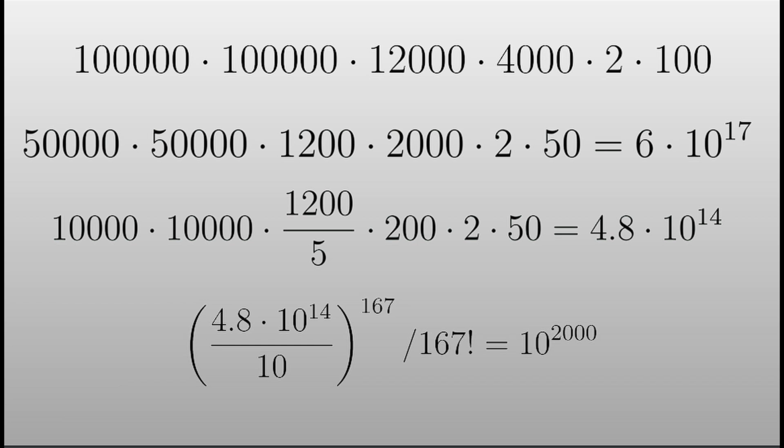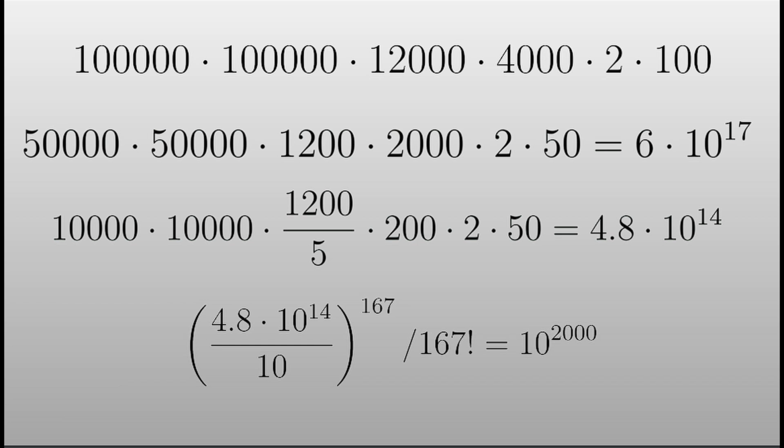Even now, we overestimate, because a sentence such as "on the bed is a cat" can be restructured into "a cat is on the bed" or "bed, the cat is on". So let's say every idea of length 6 can be expressed in 10 different ways by reordering of words. We get 4.8 times 10 to the power of 14 divided by 10, to the power of 167, divided by 167 factorial, equals 10 to the power of 2000. That's as good as it gets for me. I'm sure you can do even better and carefully analyze the sentences better.